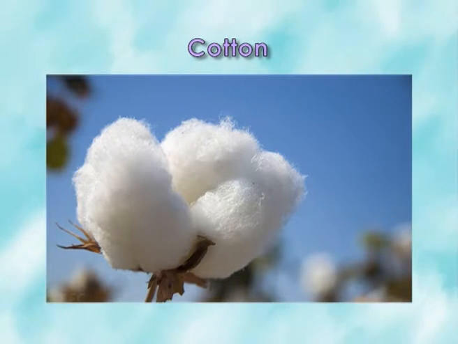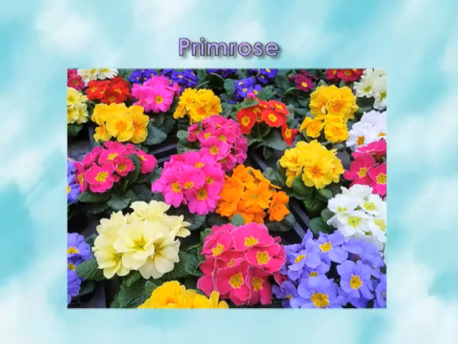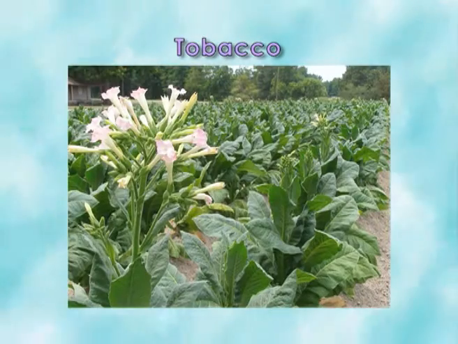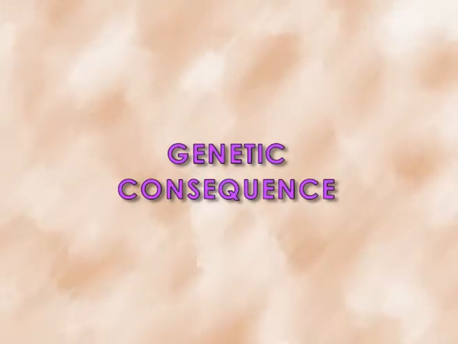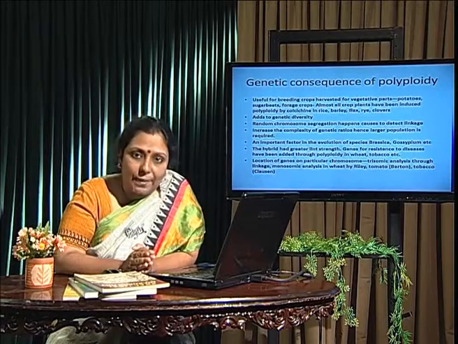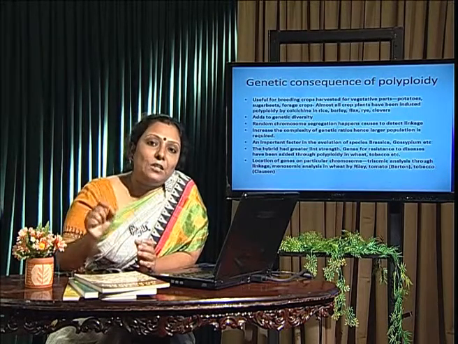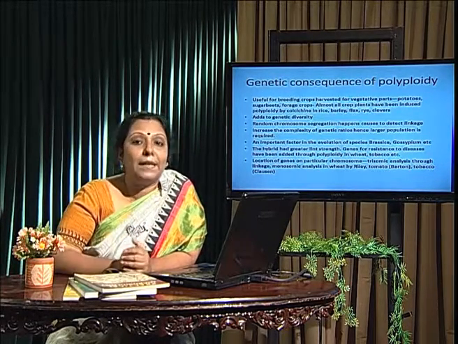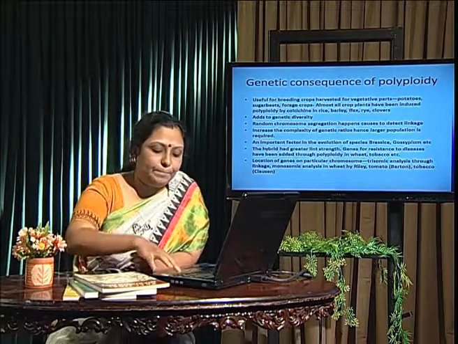Not only that, the New World cotton has very high vigor, and we can find the primrose hybridization which is fertile, as well as we can find the tobacco mosaic virus disease resistant tobacco. We can find polyploid fruits like Macintosh apple. Now, genetic consequence, actually the hybrid gives the better phenotype, and genetic linkage over the chromosome can be mapped very easily. Genetic diversity can be done. The more complex structure can also be found, and rapid chromosomal segregation happens here.